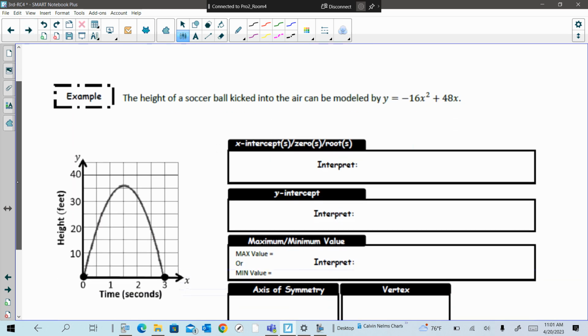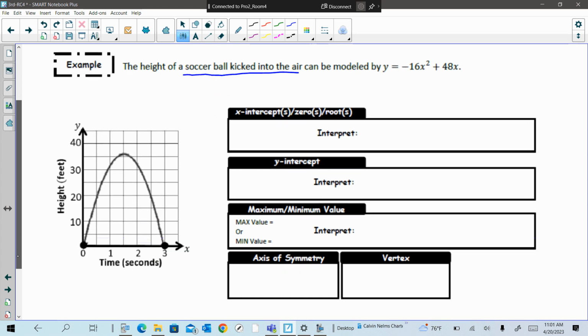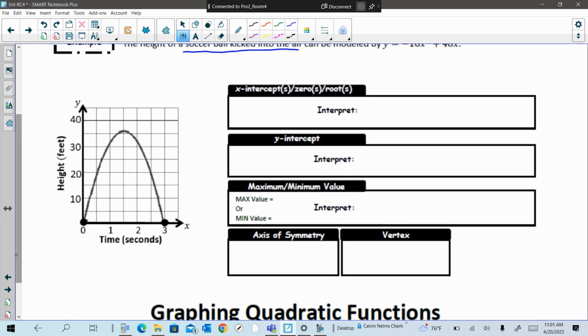The example here says the height of a soccer ball kicked into the air can be modeled by the equation. So we're talking about the soccer ball kicked into the air. That's what we're looking at as the model. The graph that they give you over here is the model of the kick. So we understand that's the path and that's what's happening. We've got to interpret what's going on. So off the graph, we can read our zeros, our roots, our intercepts. What are the intercepts?